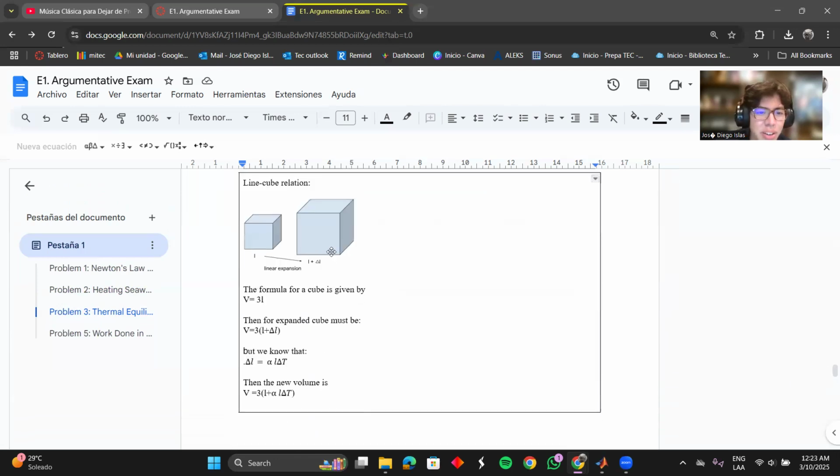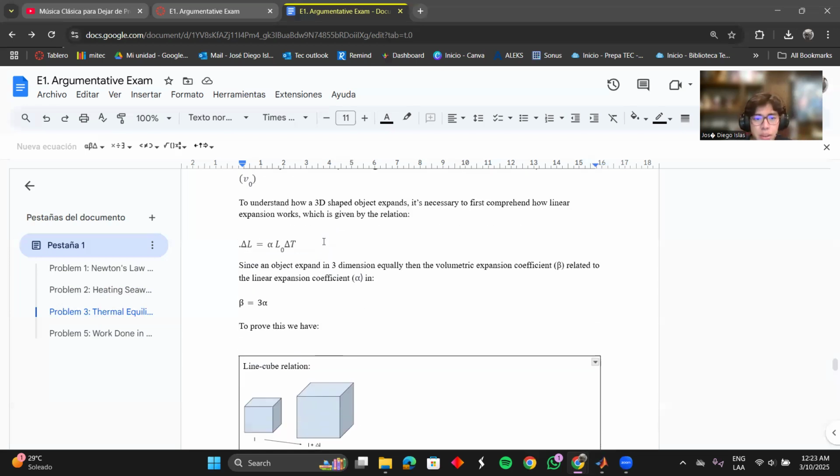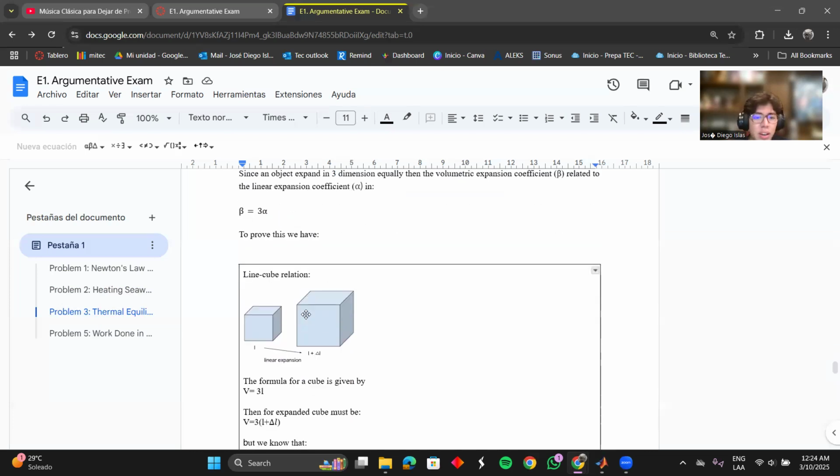Well, what I did is state a really simple example. How do I prove that linear expansion is correlated to the volumetric expansion? Well, the volume expansion of an object, right?